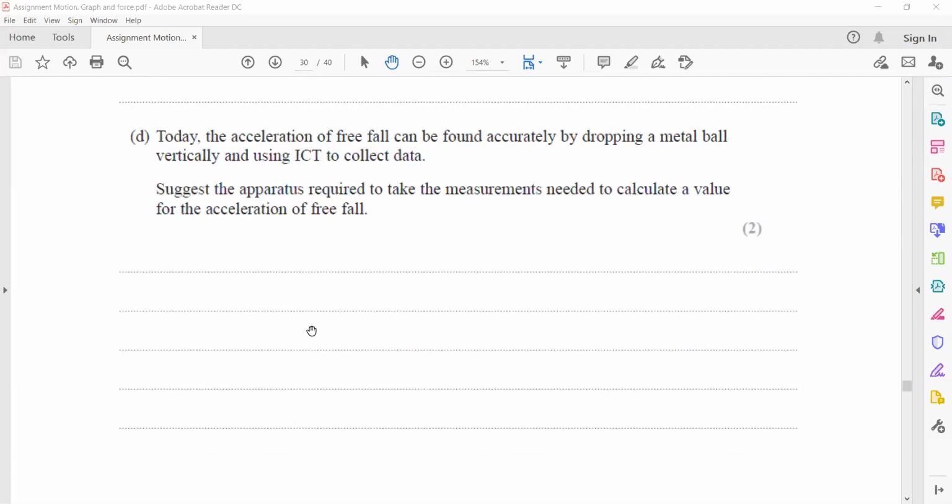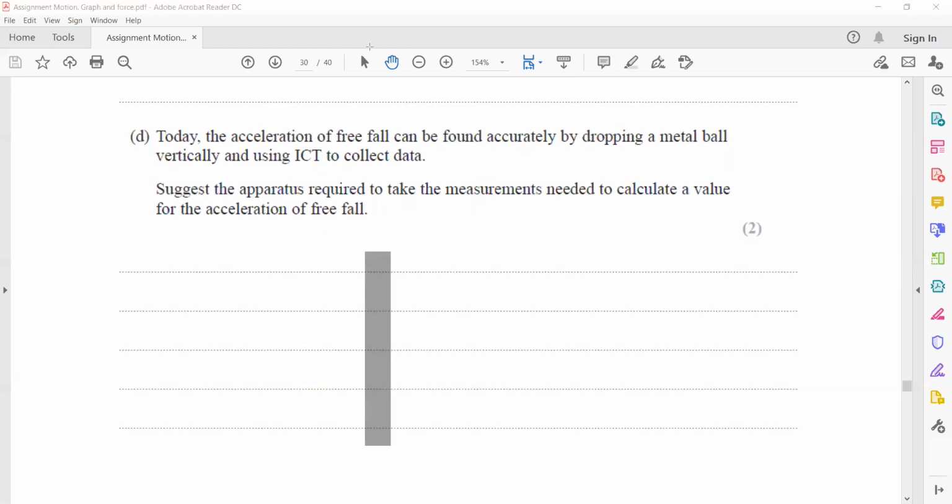Then, today, the acceleration of free fall can be found accurately by dropping a metal ball vertically and using ICT to collect data. Suggest the apparatus required to make the measurements needed to calculate a value for acceleration of free fall. So using this ICT, how can we measure, as we discussed, the acceleration of free fall, or acceleration due to gravity?